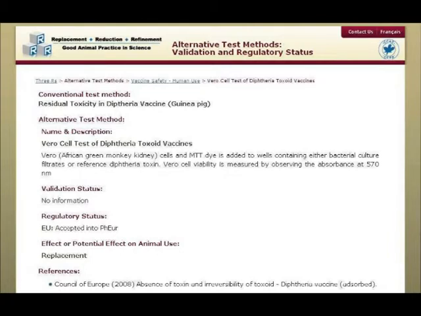The last alternative test method we're going to look at is called the Vero cell test of diphtheria toxoid vaccines, and it's an alternative to the conventional test, residual toxicity in diphtheria vaccine (guinea pig). It says Vero African green monkey kidney cells and MTT dye is added to wells containing either bacterial or culture filtrates or reference diphtheria toxin. Vero cell viability is measured by observing the absorbance at 570 nm. I'm not sure what NM stands for, but we can see this test is not a complete non-animal test because it's using the African green monkey kidney cells. But it says the regulatory status is accepted into the PHEU, and the effect or potential effect on animal use is replacement. So that is absolutely great.